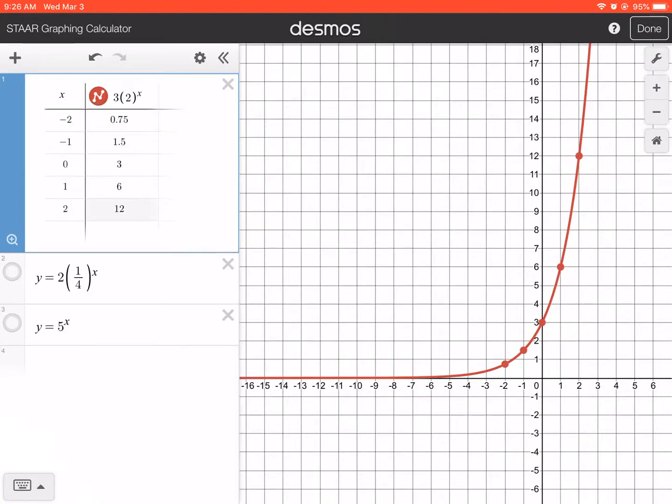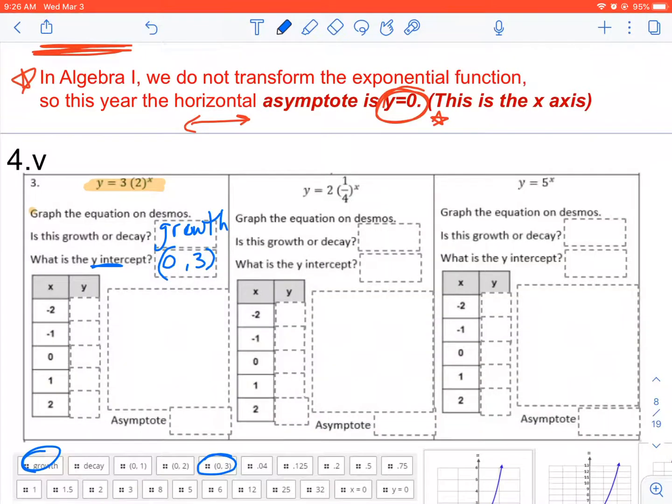In my case, I've got to change my screens. And then again, you're going to do the same thing. You're going to pop those in. So we have a 0.75, and then you're going to pop in the 1.5, 3, 6, and 12.